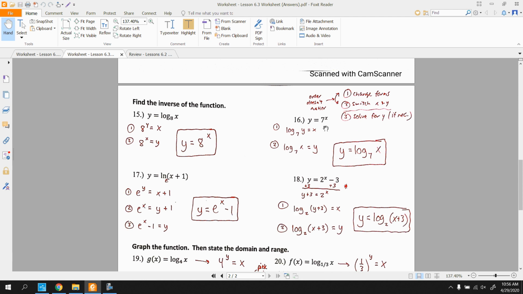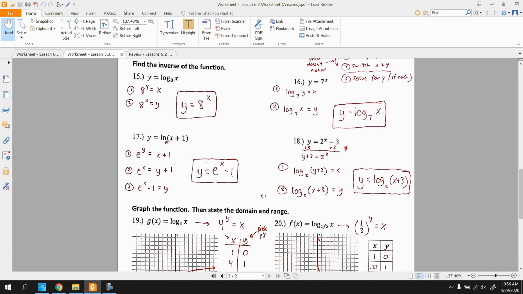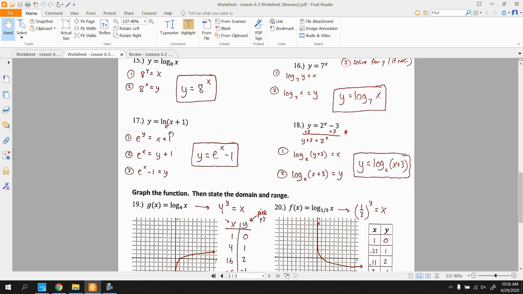This last step is just, if this y, after I switch, isn't by itself, if there's like a +1 or something going on here that was still with the x originally, just move it to the other side. We'll see it here in 17. But that was the process. I wrote also that you could switch your x and your y from the start, if that was your thing. Just make sure you don't double switch them at the end or whatever. So 15 and 16, pretty straightforward. I think 17 and 18, a little bit more. Well, they are just more complex as far as what's going on here.